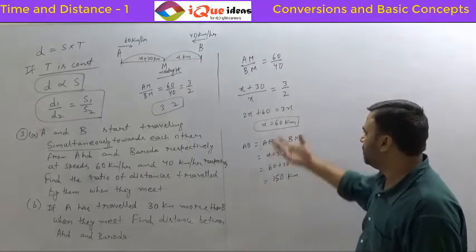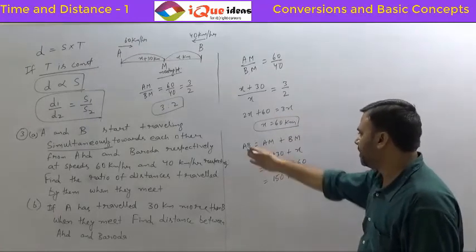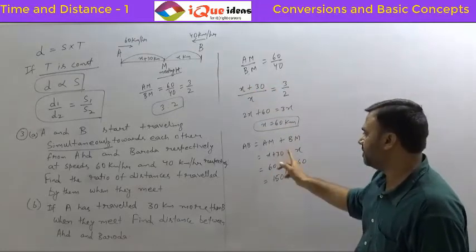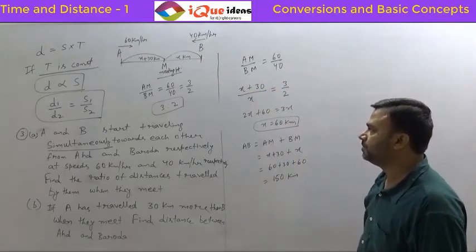I'm sure you could have done this in fewer steps, but I have to do it in detail. You can reduce the number of steps in this. You can directly say AB is equal to X plus 30 plus X. So 2X plus 30, so 2 into 60, 120 plus 30, that is 150 kilometers.